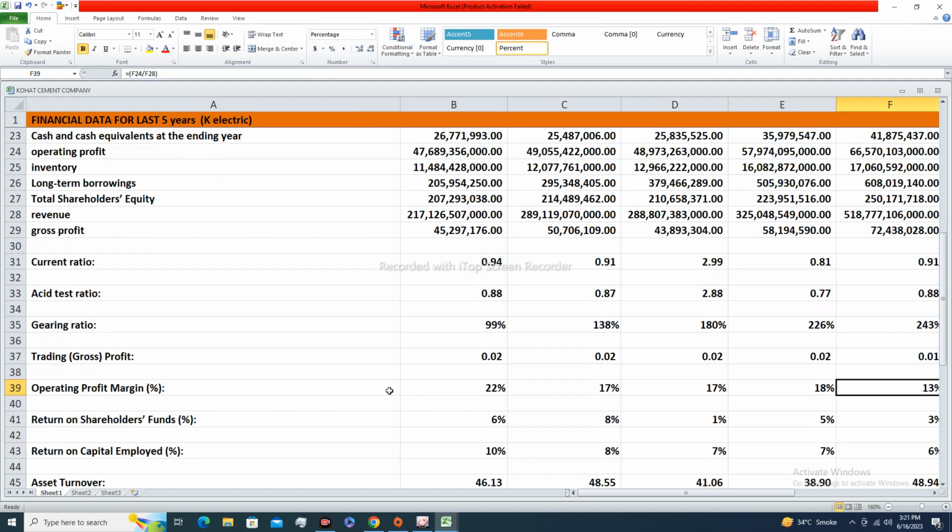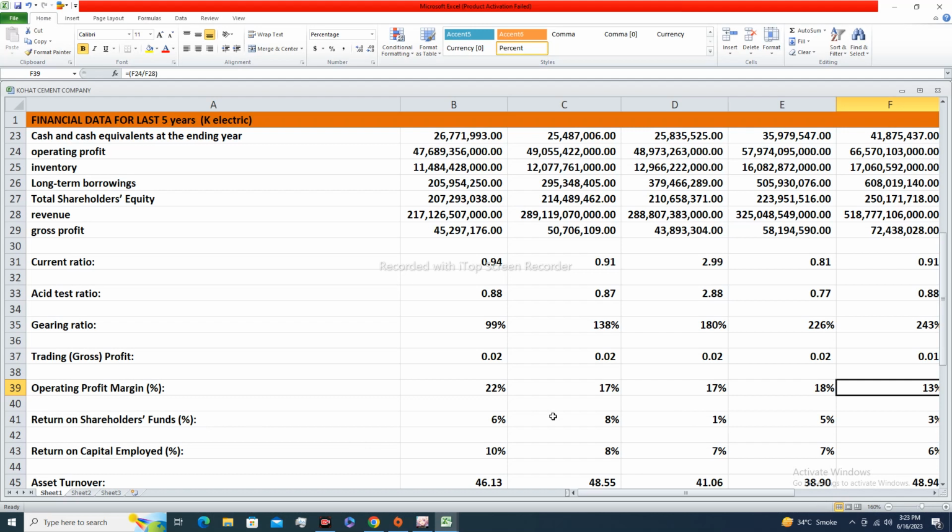And then there is the return on shareholder funds. Return on shareholder equity is calculated by the profit of the year divided by total shareholder equity, which is equal to return on shareholder funds.